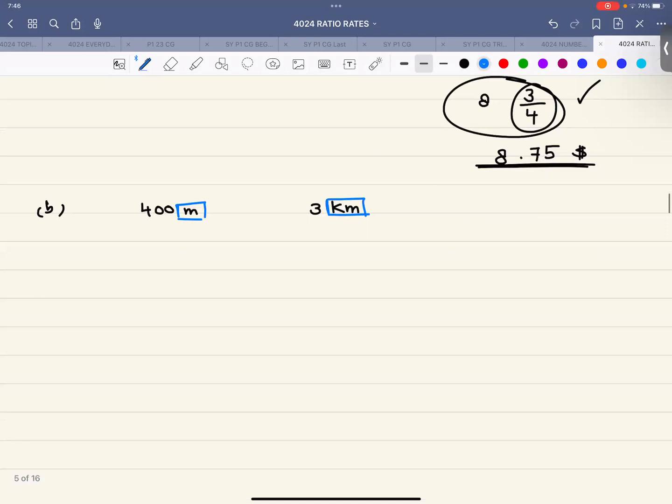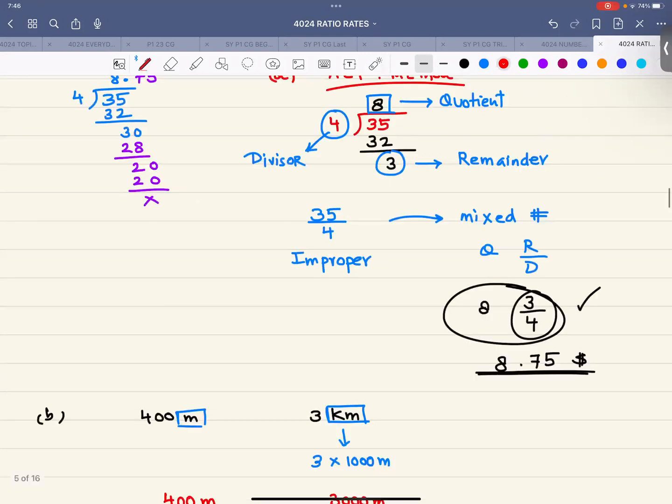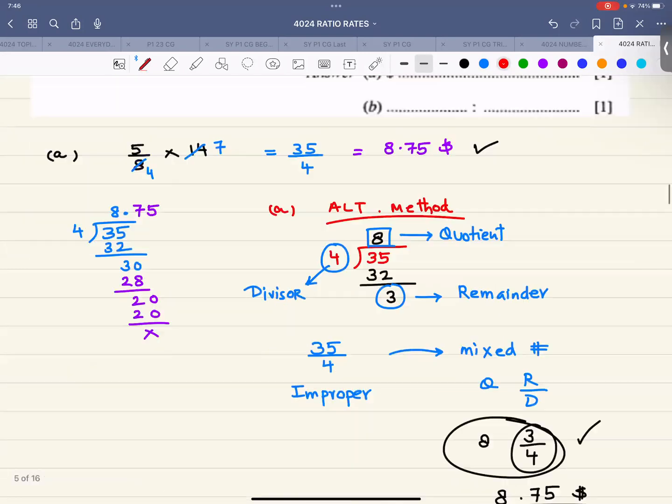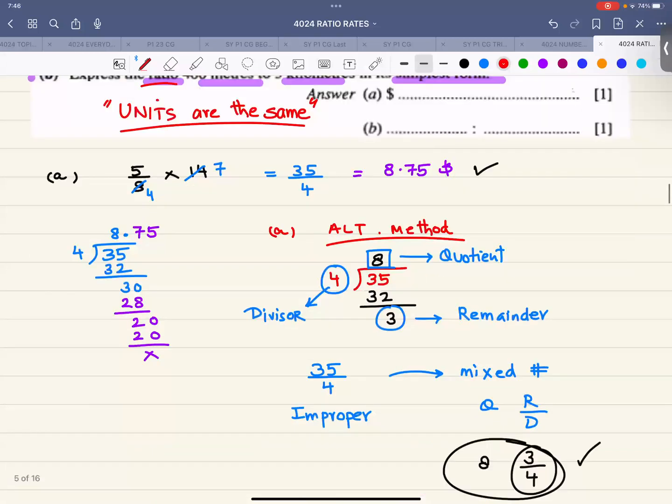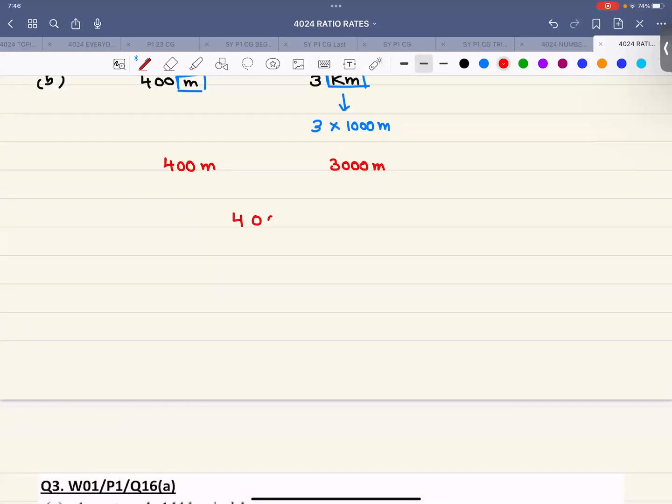The easier option is 3 to 1,000 meters. 3 kilometers is 3,000 meters. It is necessary that the units are the same. You have to make sure that the units are the same. If not, make them same. How do you make them same? By doing the conversion. So now when I divide 400 divided by 3,000, the zeros cancel off.